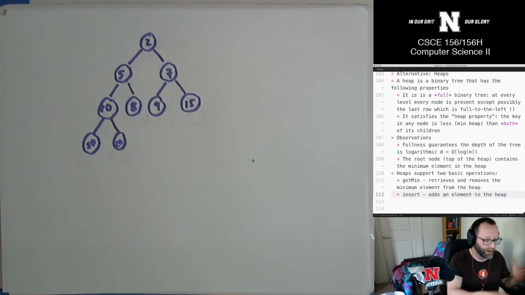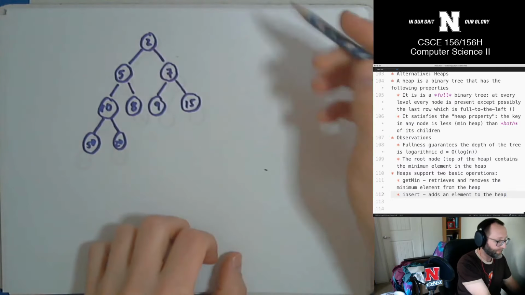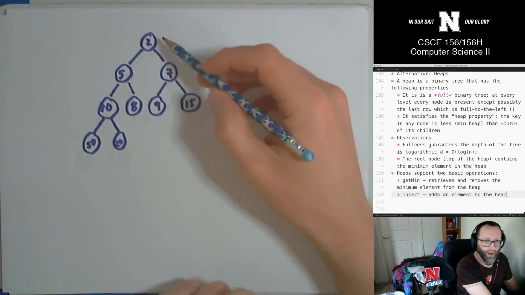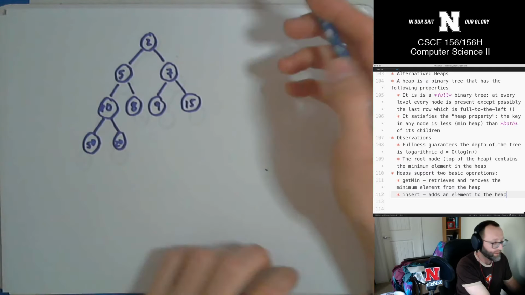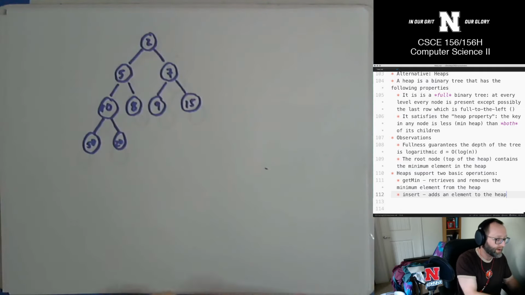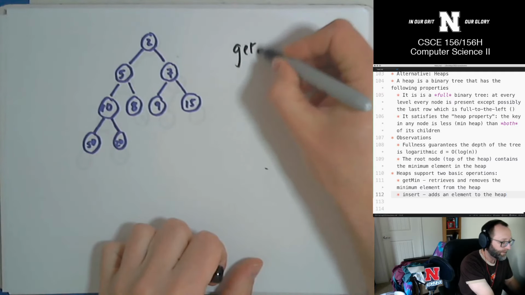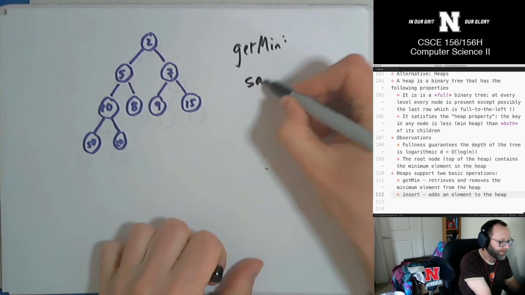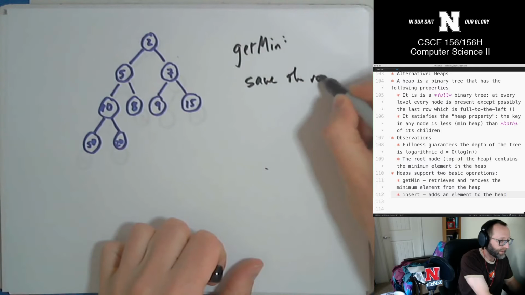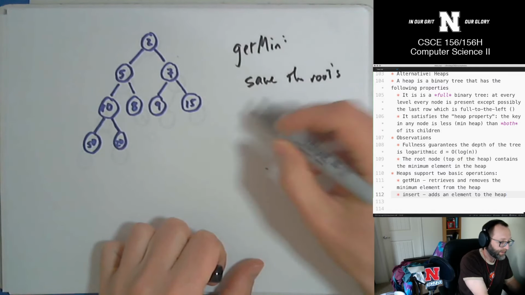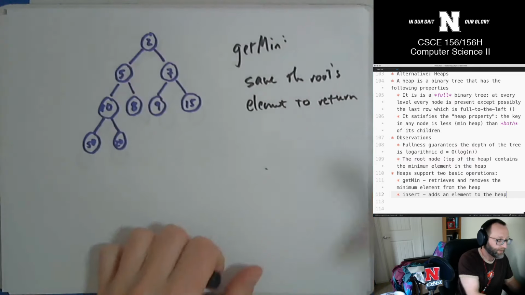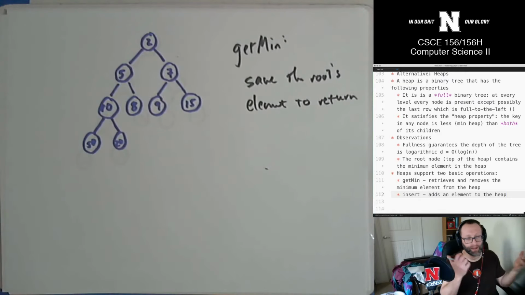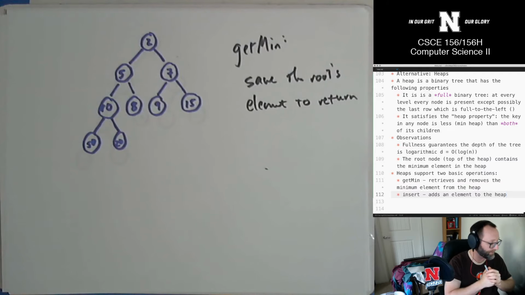First of all, let's talk about get min. When you have a binary tree, you start at the root, so we're already there. The way that I'm going to get min is I'm going to save the root's element to return as a value. And of course, if it's a peek instead, then you're already done. You can just give a copy of it or something like that.